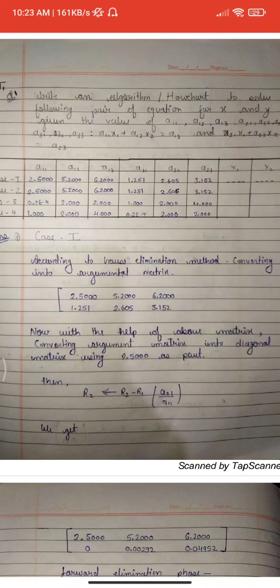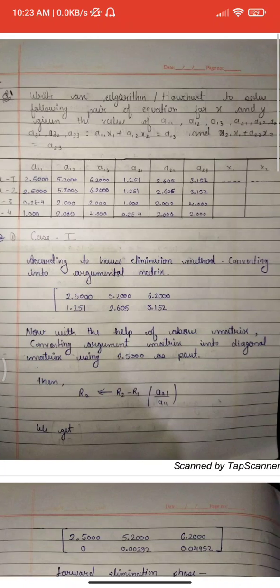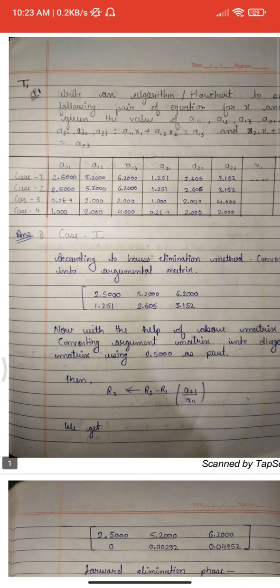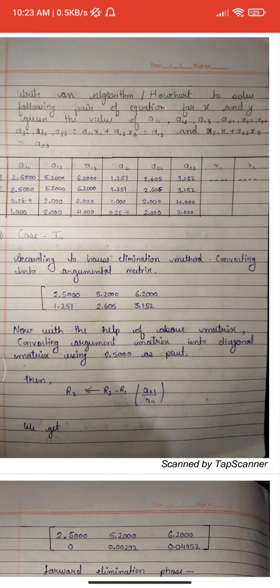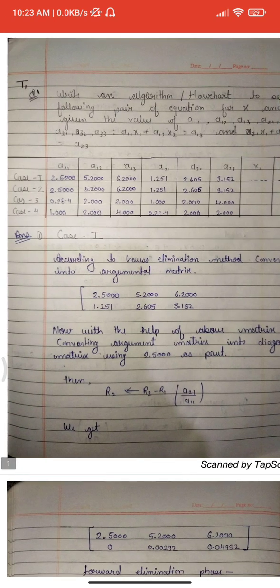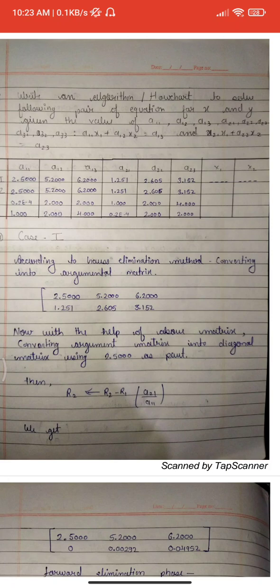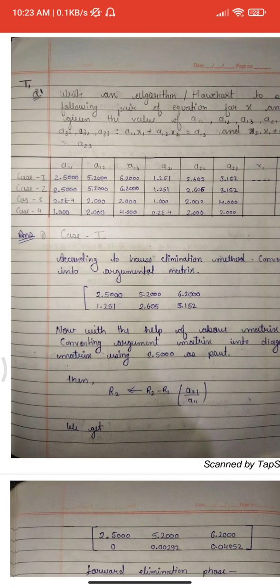Today we have got a question: write an algorithm and flowchart to solve the following pair of equations for x and y, given the values of a11, a12, a13, a21, a22, a23 and so on, such that a11x1 plus a12x2 is equal to a13, and a21x1 plus a22x2 is equal to a23. We are given a table which shows the values of a11, a12, a13, a21, a22, a23, x1 and x2 in 4 different cases: case 1, case 2, case 3 and case 4.